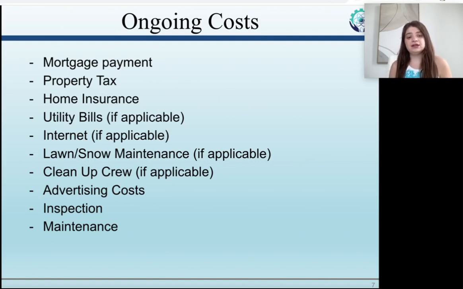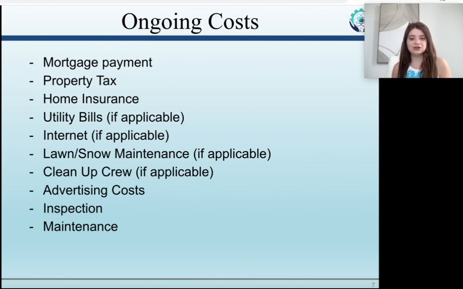Same with internet, right? If there are people staying there long term, they could just get internet for themselves and keep it for the years that they're staying there. But if there are consistently people moving in and out in a shorter-term rental, just having internet set up there makes a lot more sense than having every single person get their own internet themselves. There's also lawn and snow maintenance, if applicable.